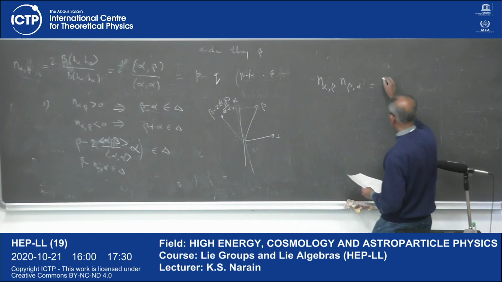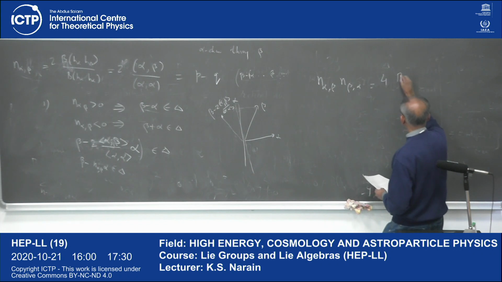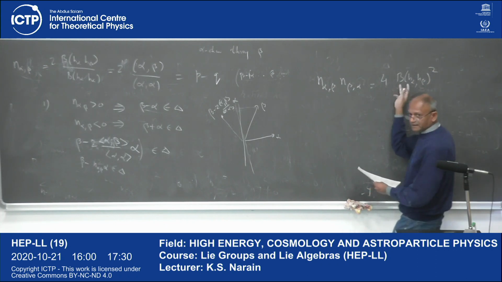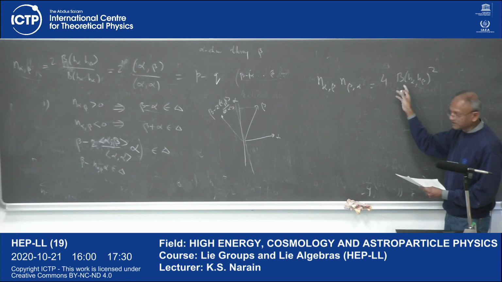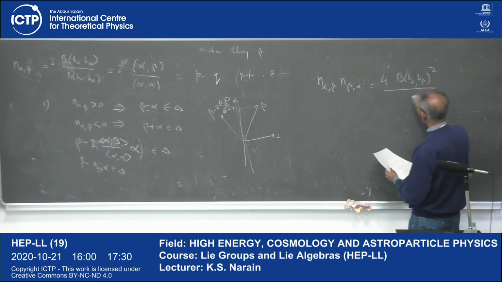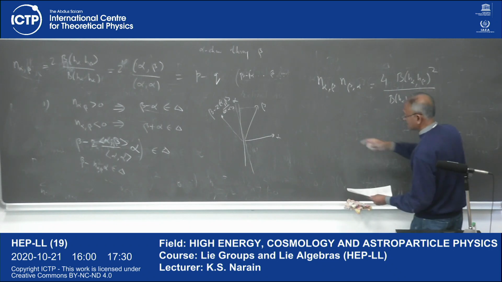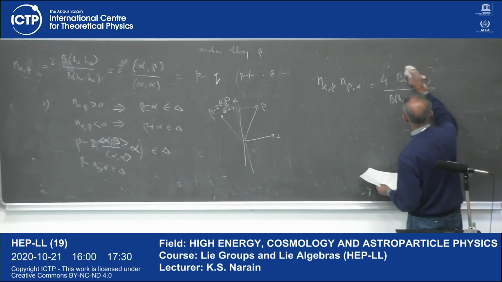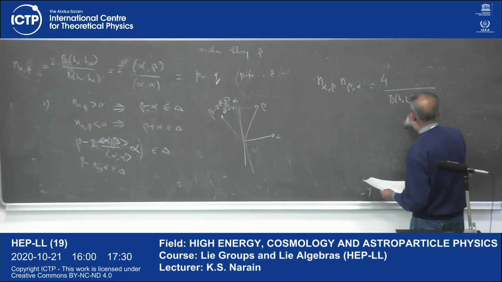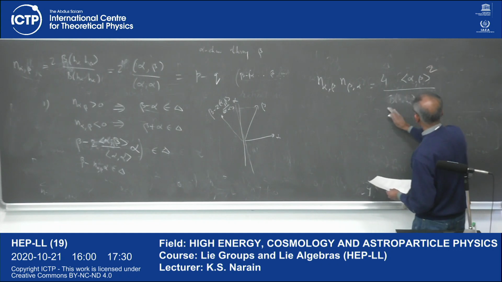So what's it going to be? It's going to be 2 times 2, 4, times B of h alpha and h beta squared, because B is symmetric. This is the Cartan-Killing form, symmetric in the two. Since I'm already using that notation, let me just use that. So this is alpha beta squared, and here we get alpha and beta.